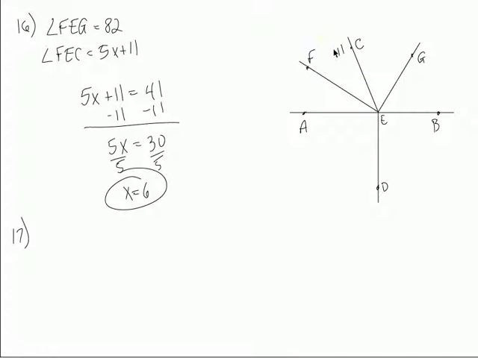Everything's such close quarters, it's hard to erase it all. So there we go. All right, now we're back to our original picture, and let's look at what 17 says. It says angle AED, so let's put an angle symbol, AED equals 16y plus 10. Let's just write it down.